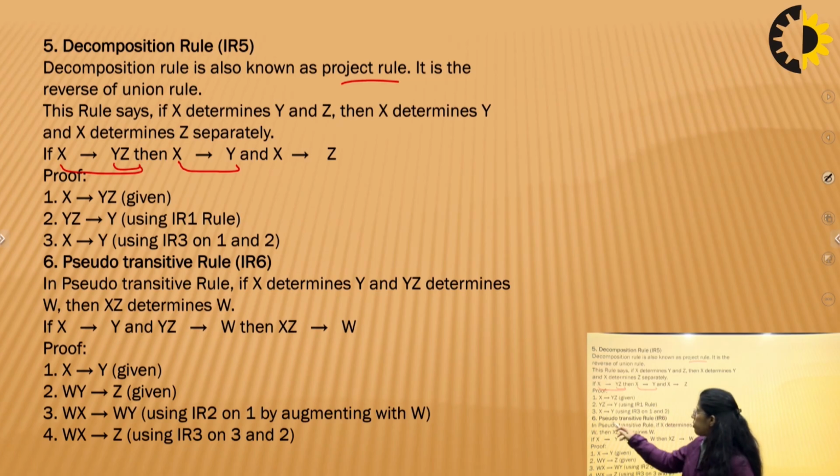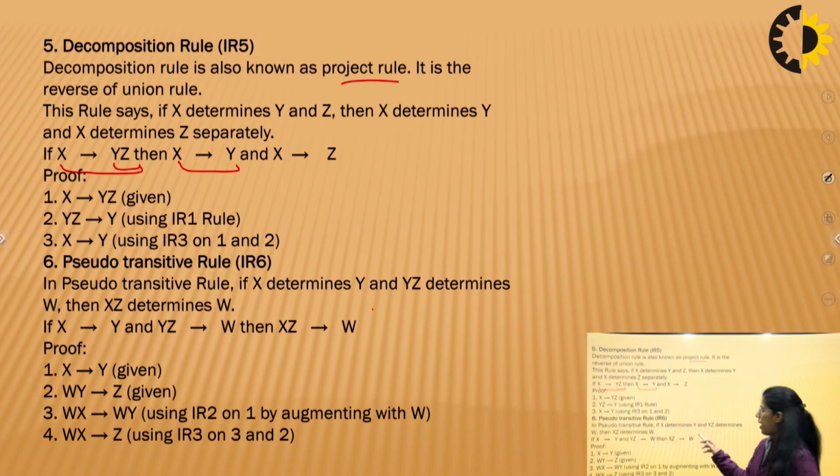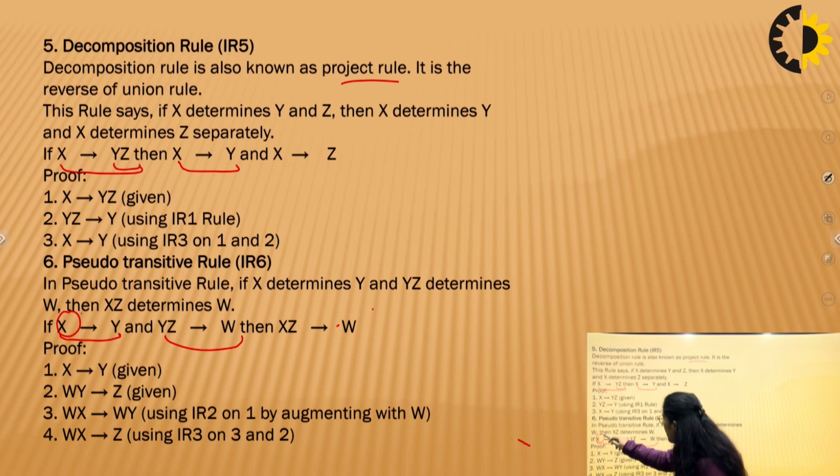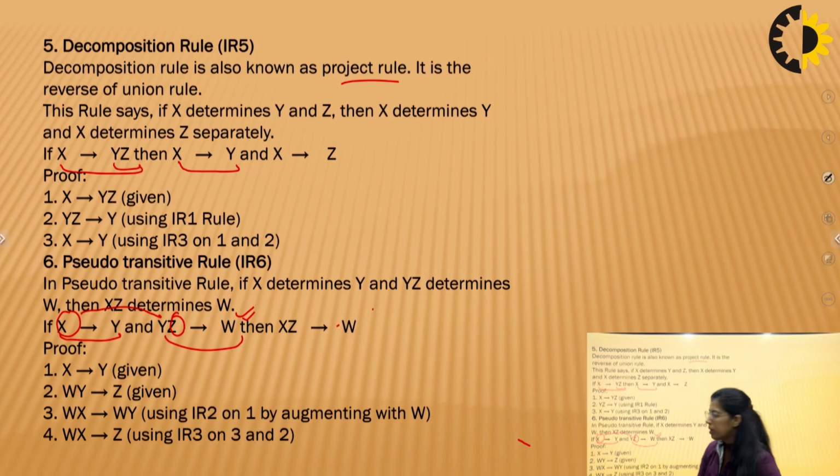Next rule is pseudo-transitive rule. In this rule, if x determines y and yz determines w, then xz determines w. What does it mean? It means, for example, x to y is given and yz to w is given. Then we can say x along with this z will be determining this w also.